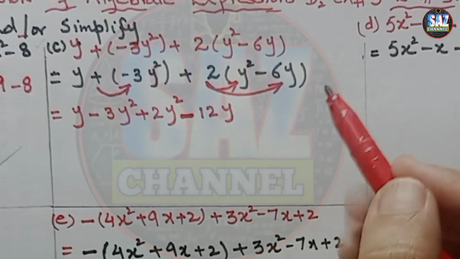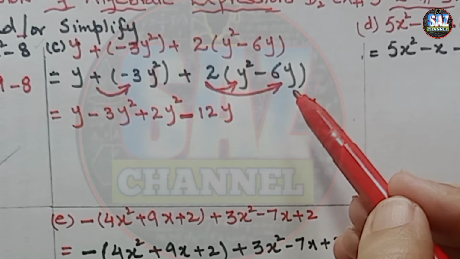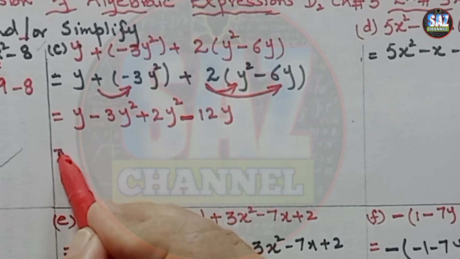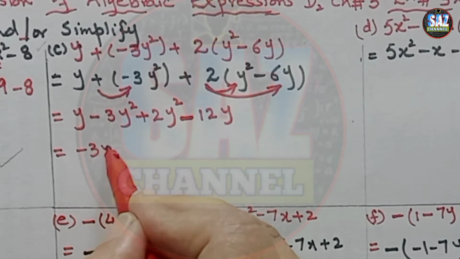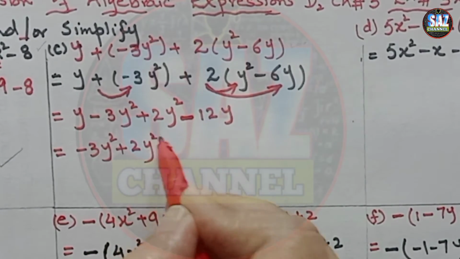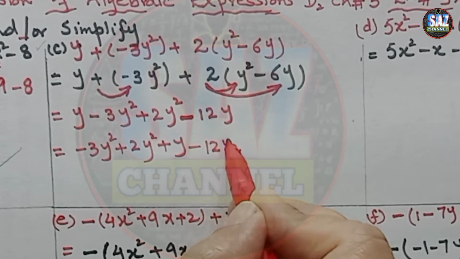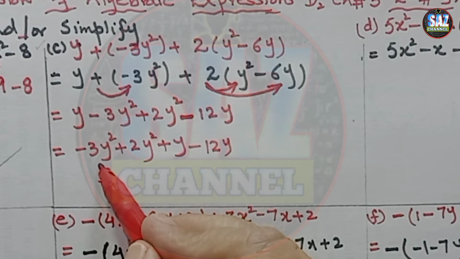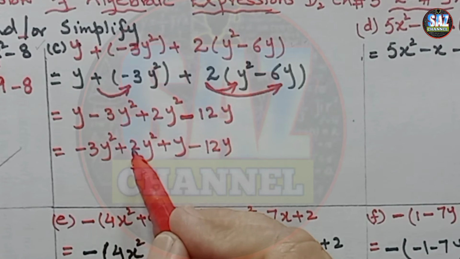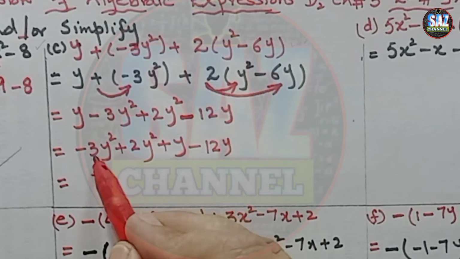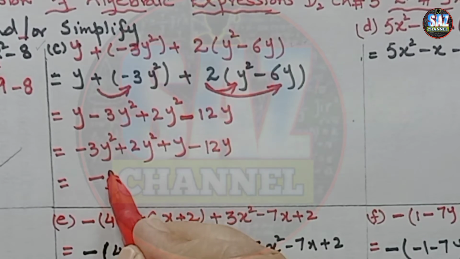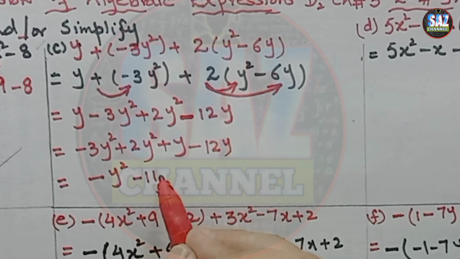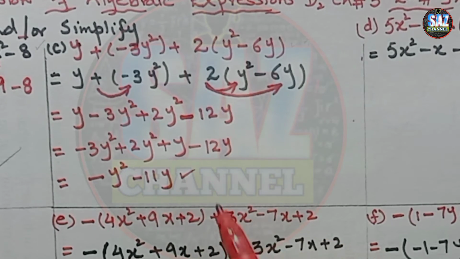12y. Now we have applied the distributive property and we have removed the parentheses or brackets, and after that we have to write down the like terms together. Minus 3y square plus 2y square plus y minus 12y. Now after writing the like terms together, we have to solve these like terms according to the rules. Minus 3 plus 2, that means I have to add these two terms up, and my answer will be minus y square. And coming to plus 1 minus 12 will give me minus 11y. I hope you are clear about this question.